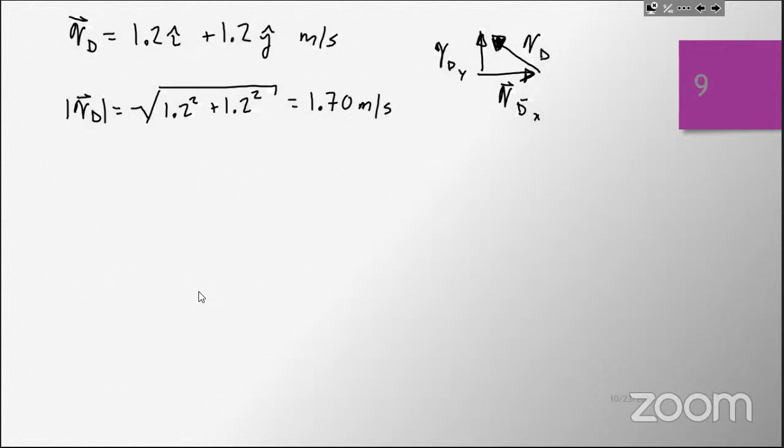But then we need an angle. So how do we find the angle of the velocity? Well, I can take the tan inverse of my y over my x, and that's going to be 45 degrees. Remember, tan is opposite over adjacent, y over x, 45 degrees.